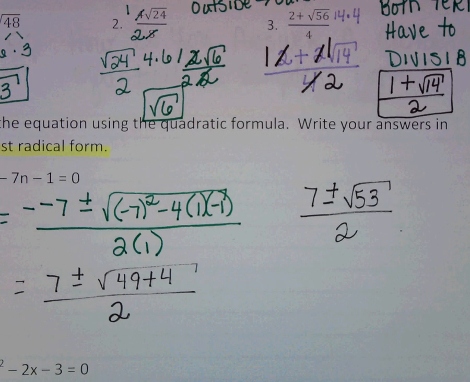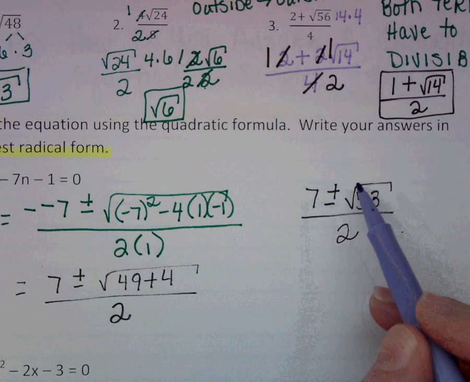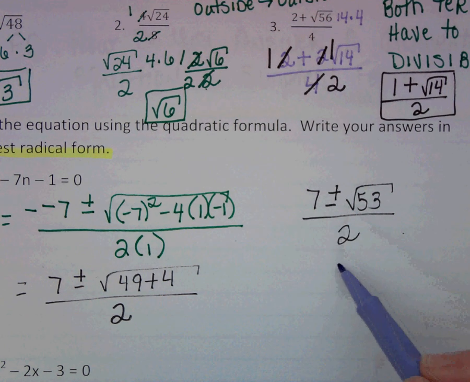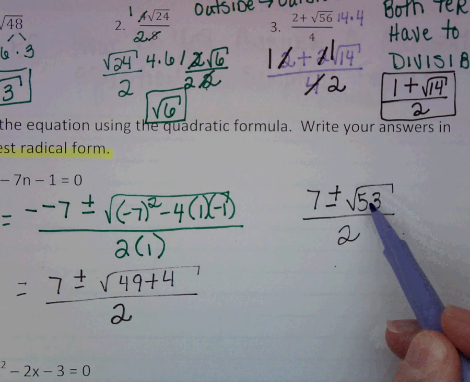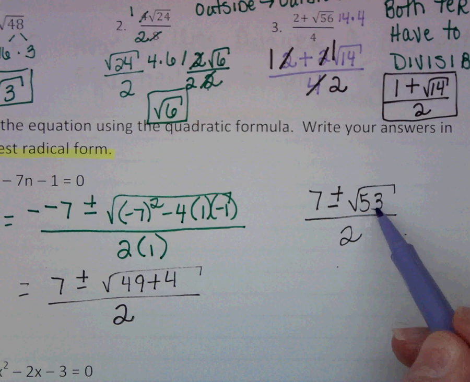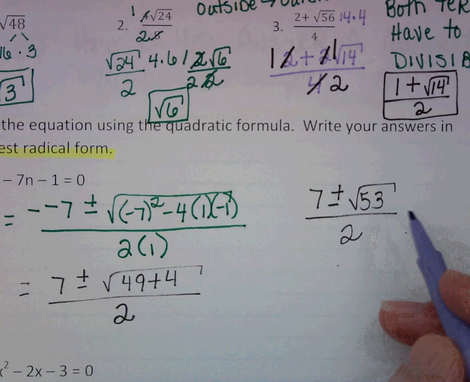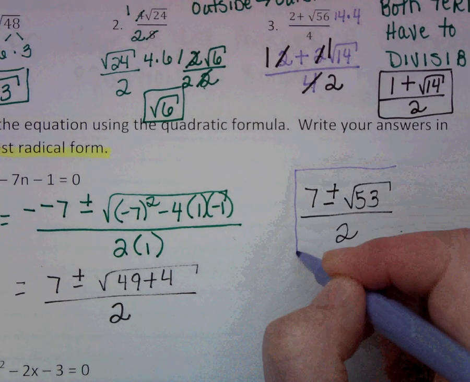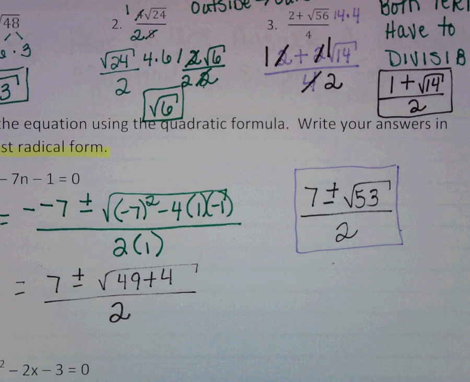Let's look at this. Nothing right now has a common factor. 53 is a prime number. It has no perfect squares within it. And so we are finished. This would be simplest radical form. This would be your answer.